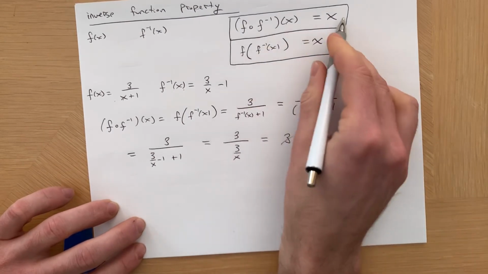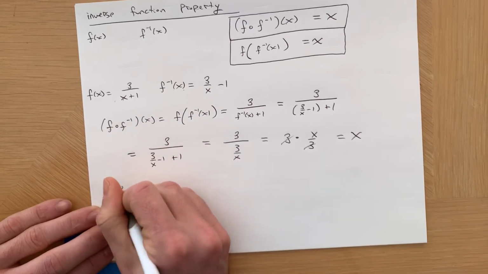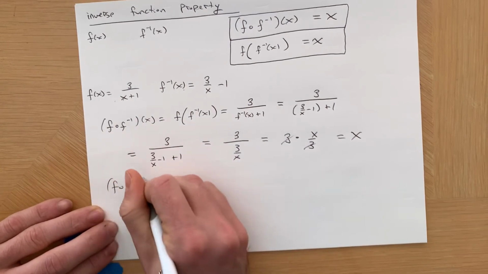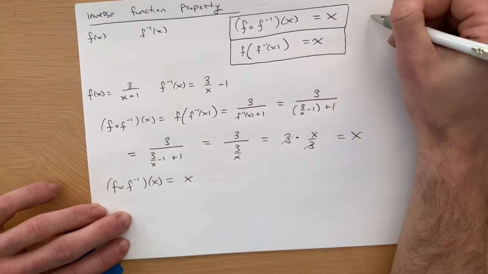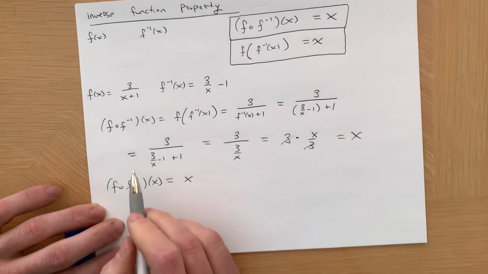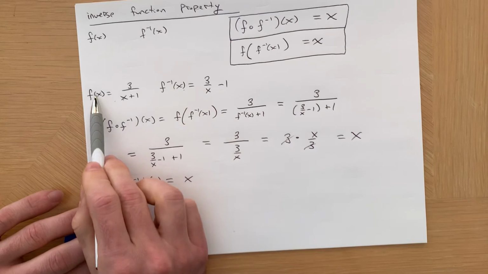So this is the property that we needed. What we just showed was right here, f of f inverse of x is equal to x. And that's the same thing as this property up here. So what that shows is that for sure we didn't make a mistake, that this is actually the inverse of this one.